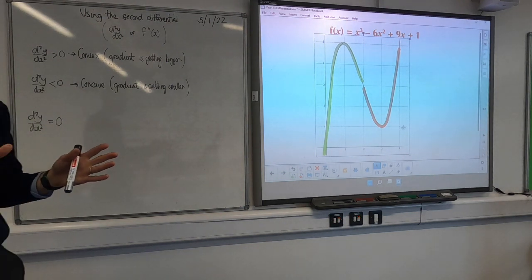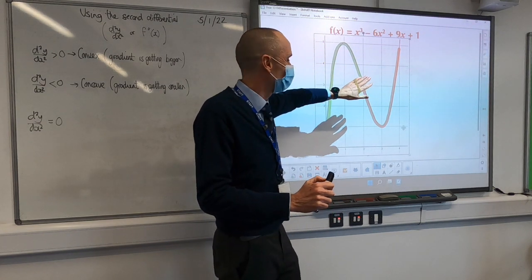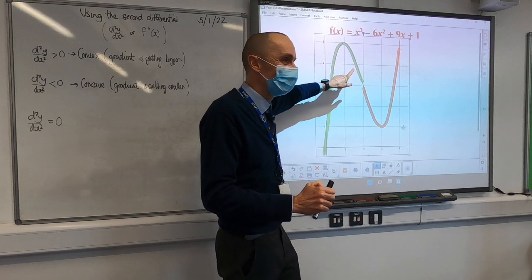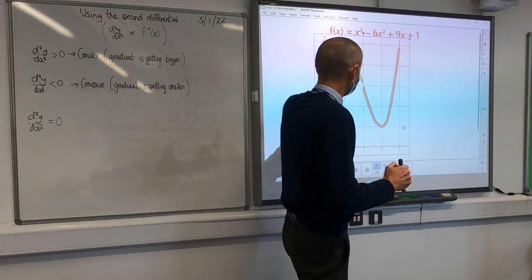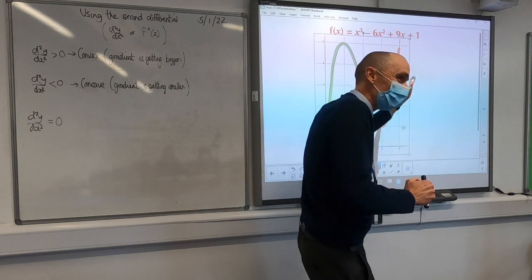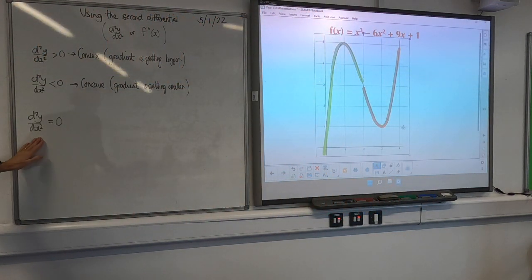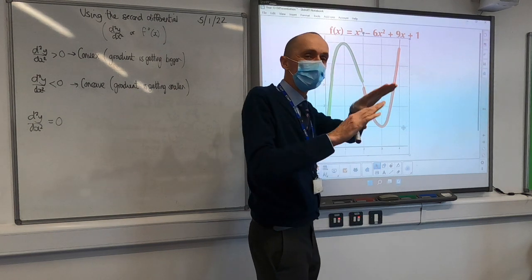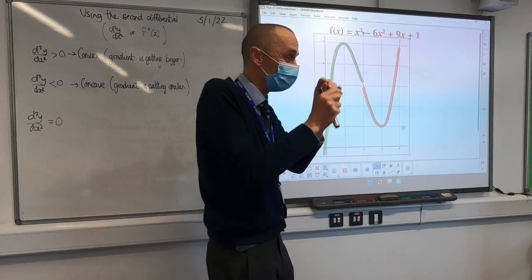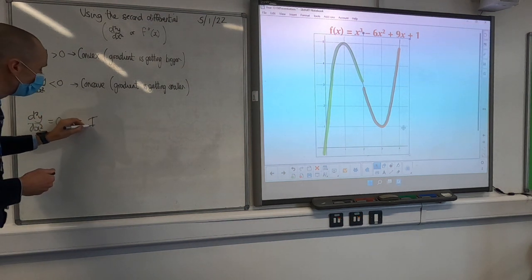So something must happen then around here. The gradient's got to stop getting smaller and start getting bigger. It's got to move from being a concave curve to a convex curve. And at that point, d2y by dx squared would be 0. There is a point here where the gradient stops changing, just briefly. And we call that point a point of inflection.